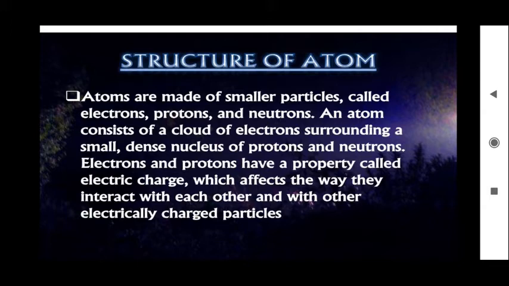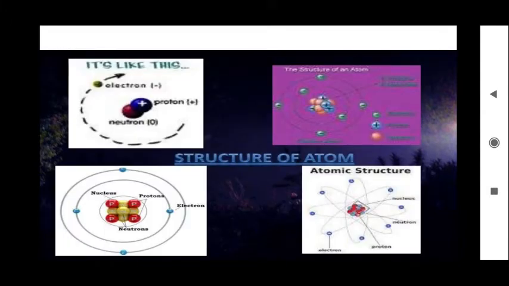Here you can see different models of the atom where you have the central nucleus made up of protons and neutrons, and surrounding it are the electrons which are revolving around the nucleus.